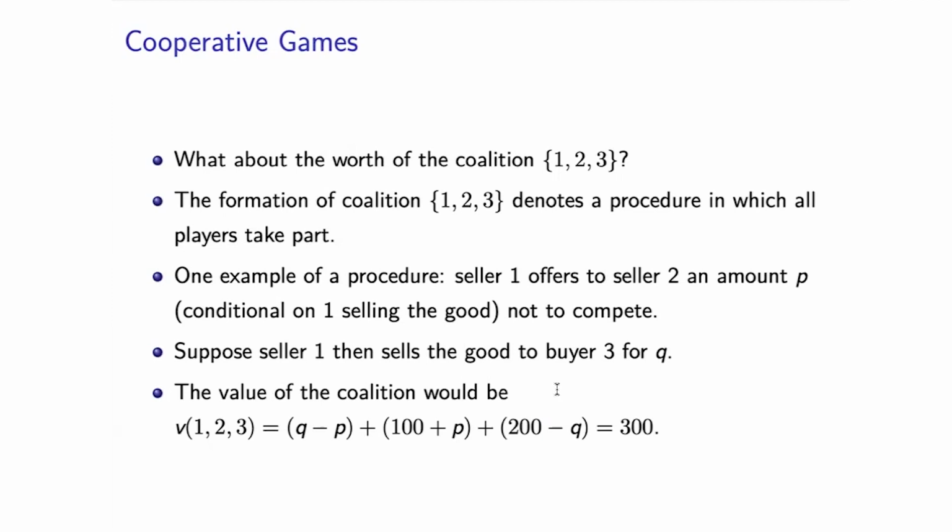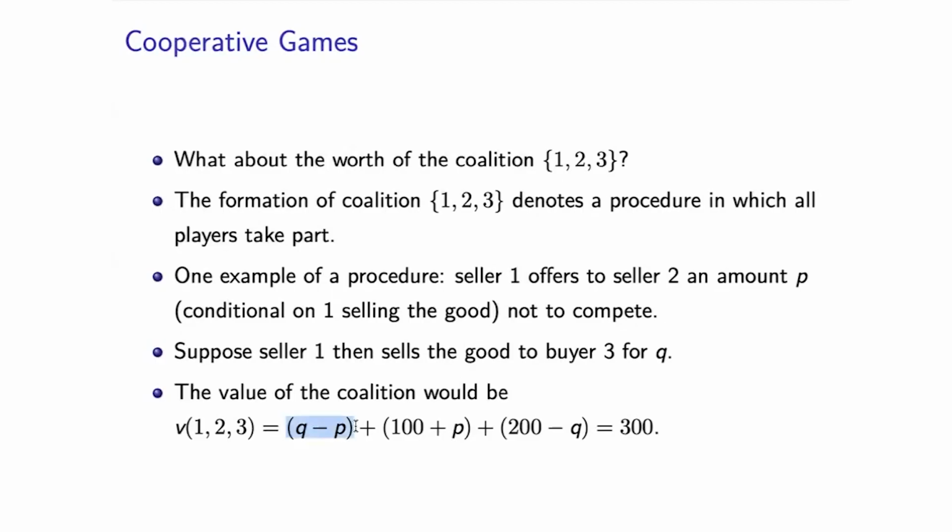So suppose seller 1 sells the good to buyer 3 for Q, right? Let's now think about what is left. From player 1's perspective, the amount of money that player 1 had as a result of engaging in a transaction about this good is Q minus P, right? Why Q minus P? Because Q is the amount of money that seller 1 received from buyer 3, and then seller 1 transferred out of this Q an amount P to seller 2, right? So Q minus P is what seller 1 is getting, right?